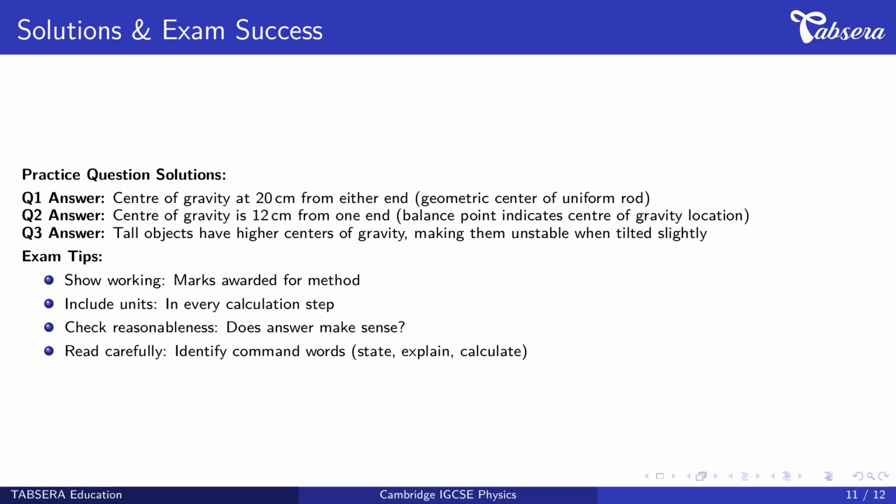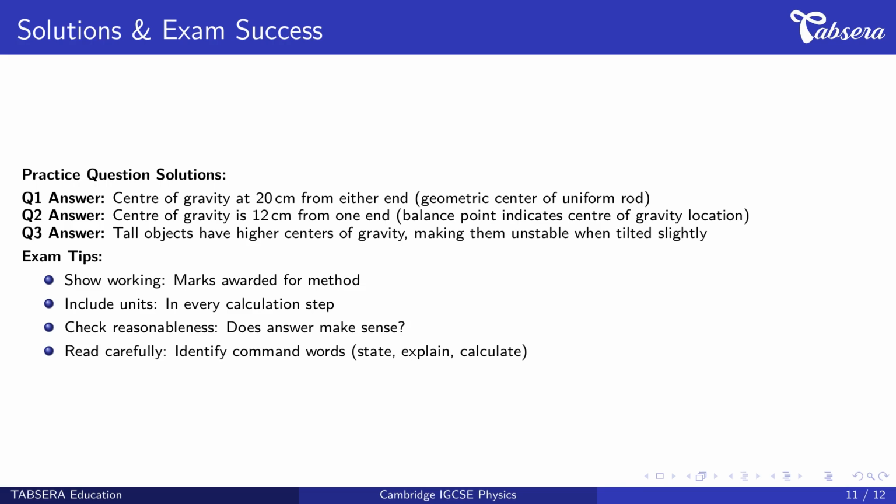Let's review the solutions. For question 1, the answer is 20 centimetres from either end. This is correct because uniform objects have their centre of gravity at the geometric centre. 40 centimetres divided by 2 equals 20 centimetres. For question 2, we conclude the centre of gravity is 12 centimetres from one end. This is where the object balances, which by definition is the centre of gravity location.